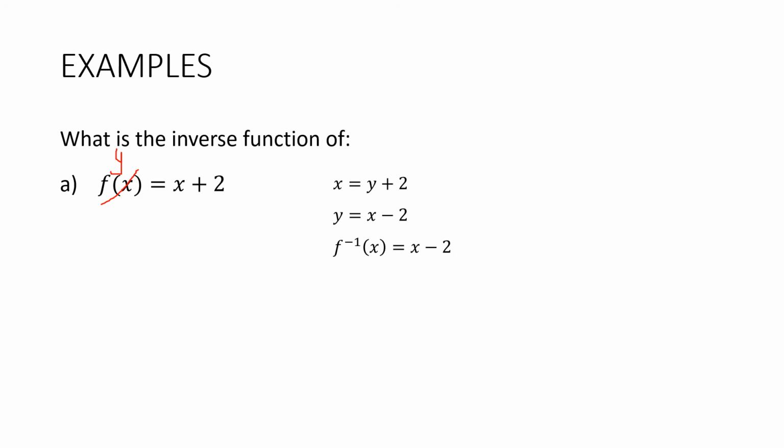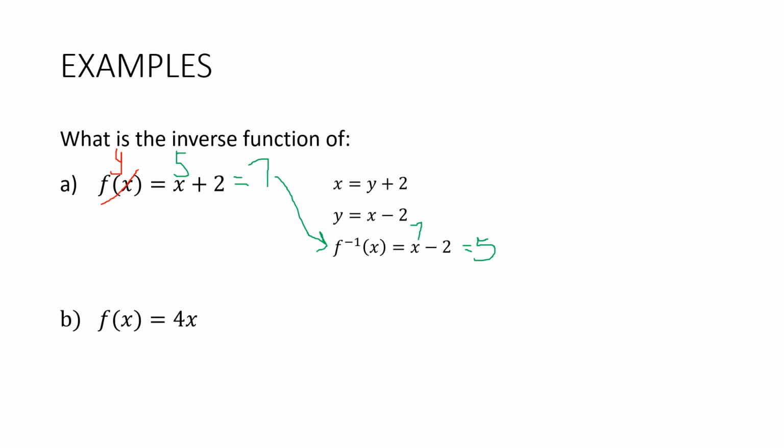Now, remember before I said that inverse functions will undo the function. So let's have a look at how that works. Suppose I substitute in x is 5 into this function. Well, that gives me 7. So if I put 7 into this one, what happens? I get 7 minus 2, which is equal to 5. Okay, can you see how that works?